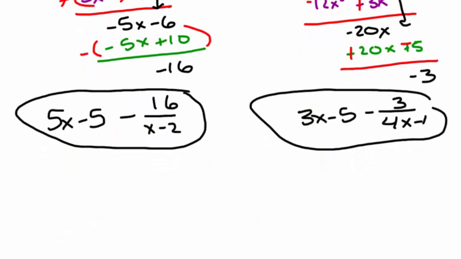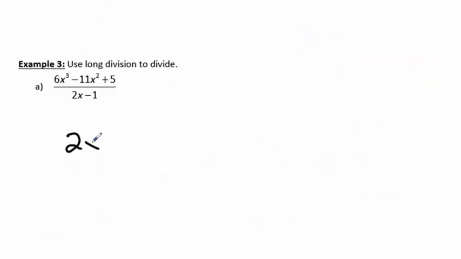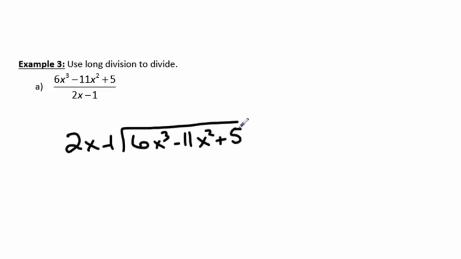Let's check out the next page. My divisor is 2x minus 1. I'm dividing that into 6x cubed minus 11x squared plus 5. So what do you need to multiply 2x by to get 6x cubed? It needs to be 3x squared. So 3x squared times 2x is 6x cubed. 3x squared times negative 1 is negative 3x squared.